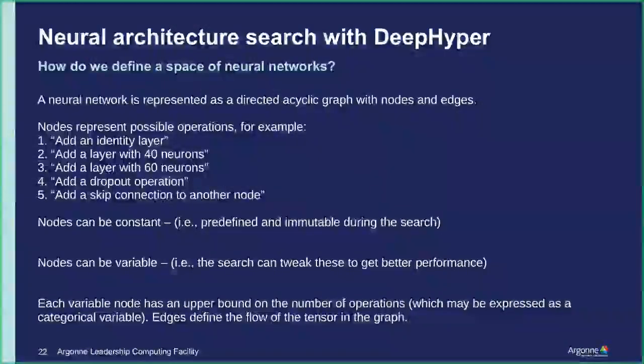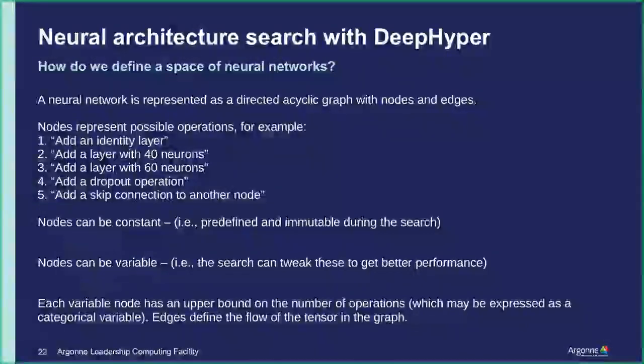So if you are able to represent your neural network as a directed acyclic graph where the nodes are basically different operations that you can perform, for example, add a layer with a certain number of neurons, add dropout, add a skip connection, add an identity, do nothing, for example. And edges are paths along which, for example, information or a signal will flow through the neural network on its way from input to output. You could configure DeepHyper to actually select operations at these nodes, or even, for example, keep these nodes constant.